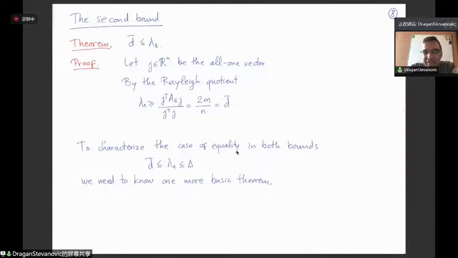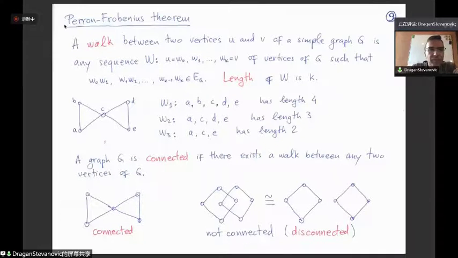Still, to characterize the case of equality in both of these bounds, we need to know one more basic theorem, and that will be a very important one, the Perron-Frobenius theorem, which will tell us further things about lambda 1 and x1, very nice things. But in order to be able to state it and prove it, we need a few more definitions from ordinary graph theory.